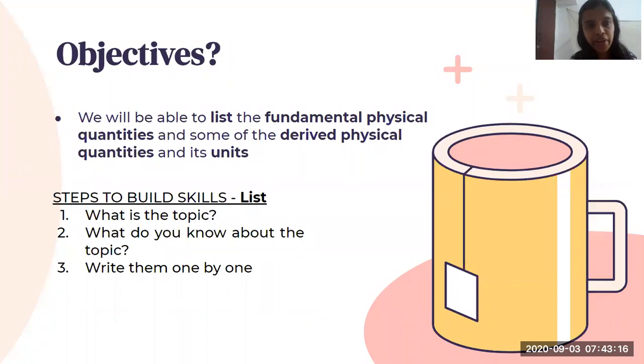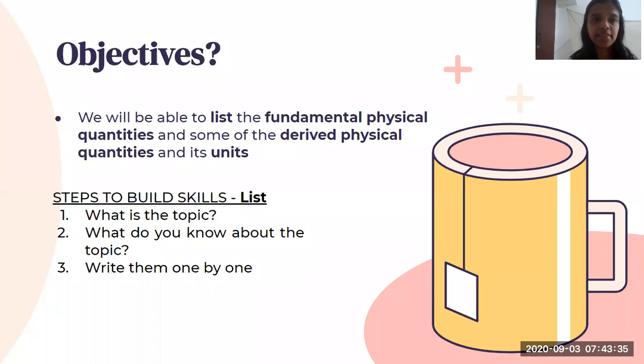Our objective for today is we'll be able to list the fundamental physical quantities and some of the derived physical quantities and its units. So we'll be starting with the fundamental physical quantities, then we'll move on to the derived physical quantities and we'll learn about their units. So here you can see a word list.